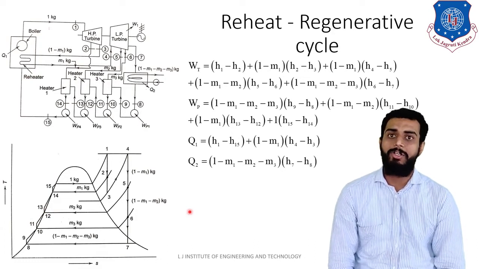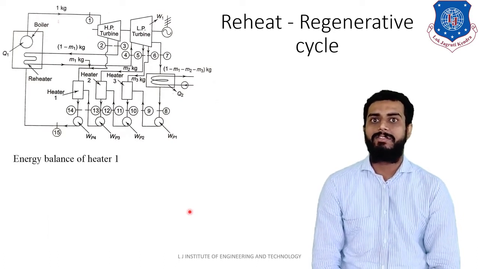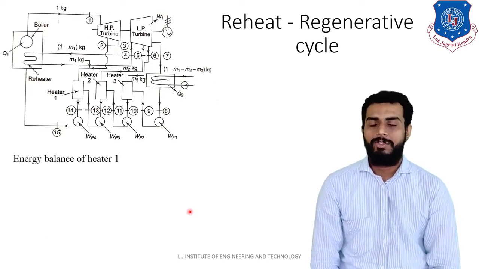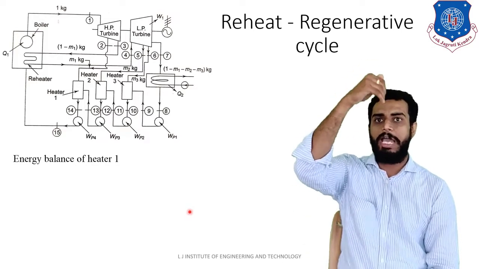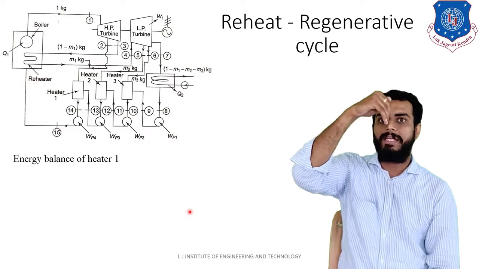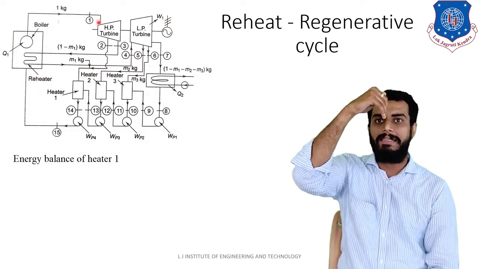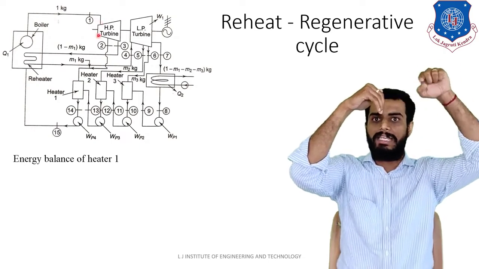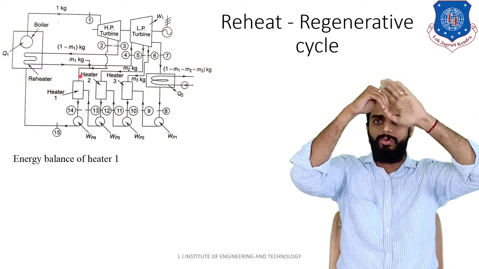Now in order to find the mass flow rate, for this case one can apply the energy balance for heater 1, 2 and 3. Let us apply the energy balance for heater number 1 first. For heater number 1, at the top section you have m1 kg of steam entered. Corresponding to that m1 kg of steam, what will be the enthalpy? m1 kg is extracted from point number 2, so that will be m1 into h2.